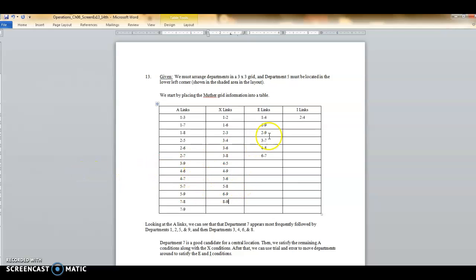So E-links is going to be the next one. And again, what I should do is count back and make sure I have enough X's. If I count the X's in the grid, the X's are not shaded, but they're in red. I have 12 X's, and I have 12 lines corresponding to the X's.